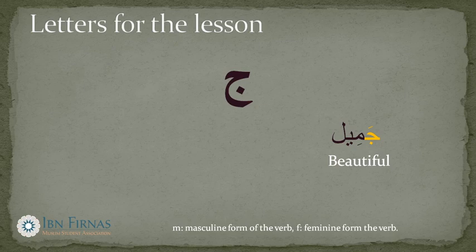جميل, beautiful. In the middle it looks like this. يجري, runs, masculine form. And notice how the جيم actually completely changes when it's attached to other letters, whether at the beginning or in the middle. At the end it looks like this, and this is تاج, crown.